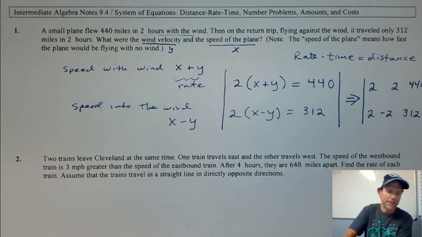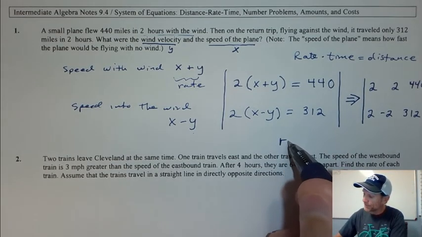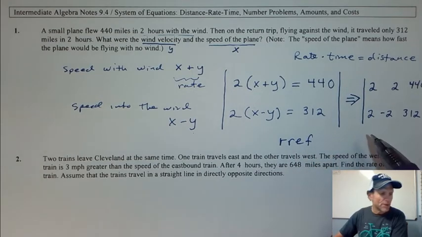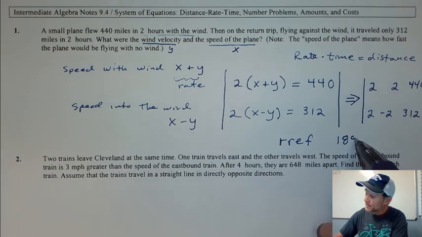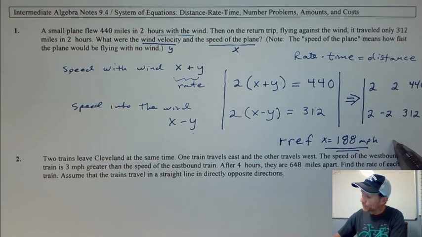And then if we put that into the matrix and run REF, what we'll find out after we do REF is that we get 188 for x, and that's the speed of the plane. And then for y, we get 32 miles per hour.